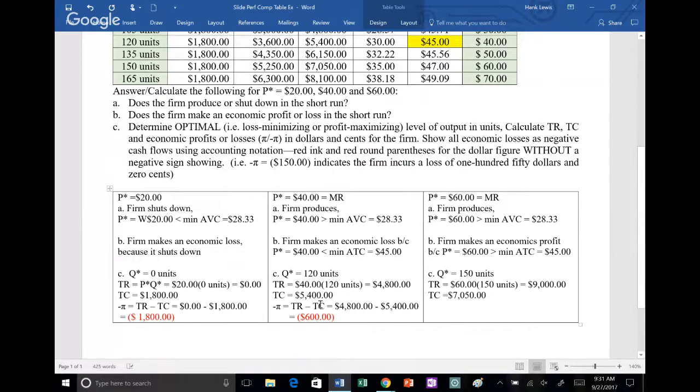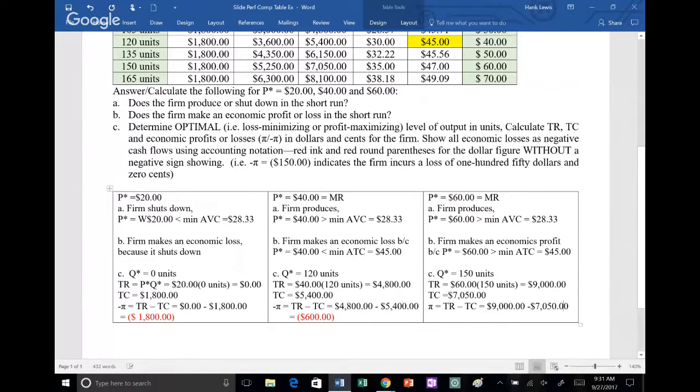Okay. So this time around, we have an economic profit. So I'm going to still borrow this, but notice the minus sign is not going to be in our answer here. Profit and loss use the same formula, TR minus TC, total revenue minus total cost. So we got $9,000.00 minus $7,050.00. And put that comma in there.